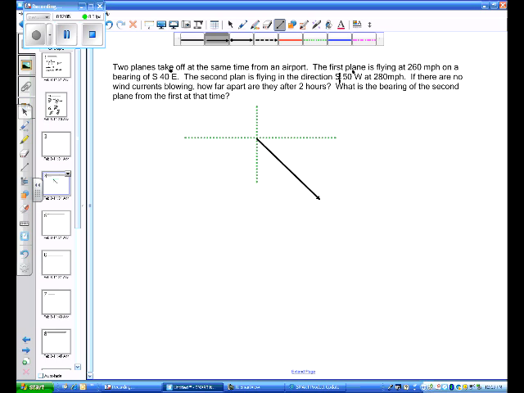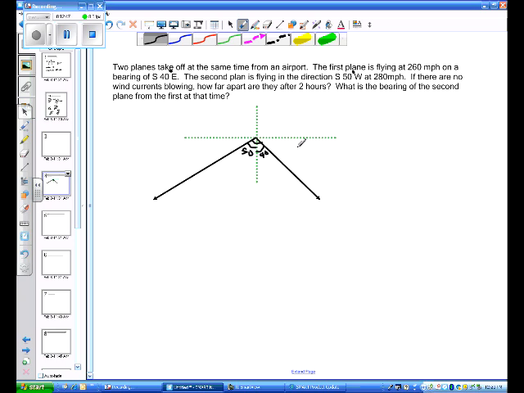The second plane is going south 50 degrees toward the west. So we're going off in this direction 50 degrees, and it's going a little bit faster, so it's going to be a little longer than the other one. It will have gone further. All right, now we know that our angles here: this angle is 40 degrees, and this angle is 50 degrees, so what does that tell us? Yes, it tells us that we have a right angle.